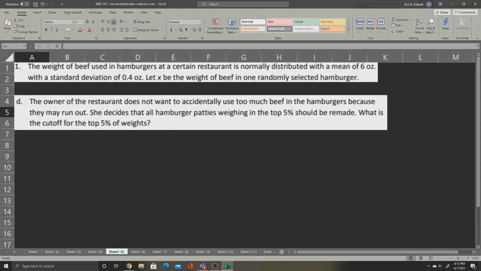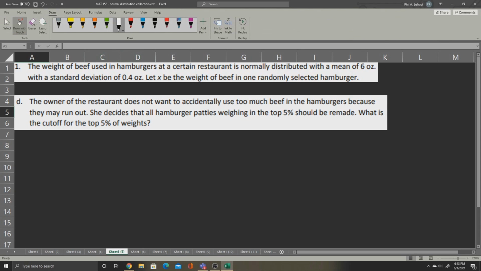Problem D says, the owner of the restaurant does not want to accidentally use too much beef in the hamburgers because they may run out. She decides all hamburger patties weighing in the top 5% should be remade. What is the cutoff for the top 5% of weights? Once again, we can draw a picture. We'll mark the mean at 6 and 0.50. The probability at the mean is 0.50, and the value is 6. So we'll mark probabilities with 0.50 and values with X.